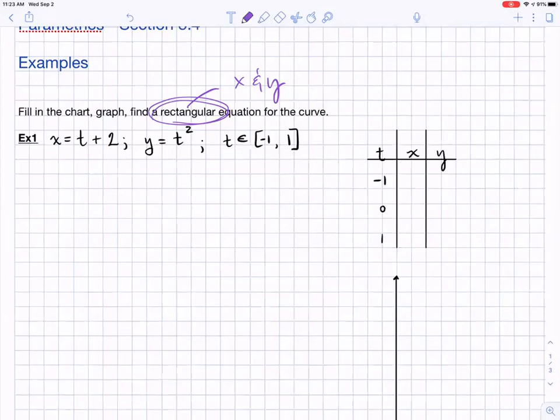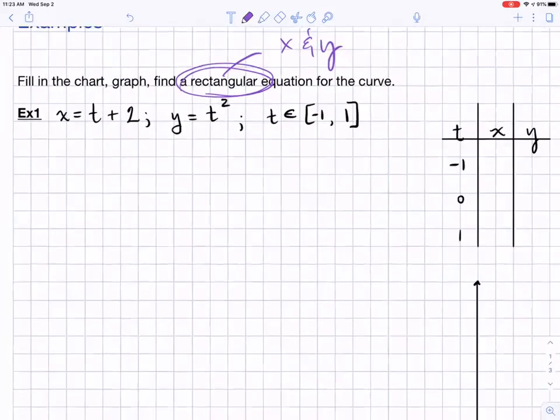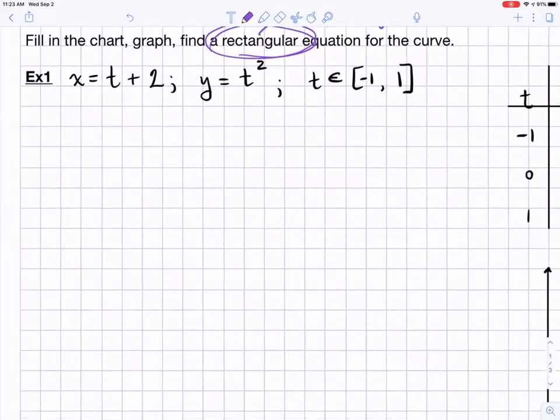All right, so let's go ahead and take a look at the things that I've been given. Notice that I was given an x equation in terms of t. I was given a y equation in terms of t.